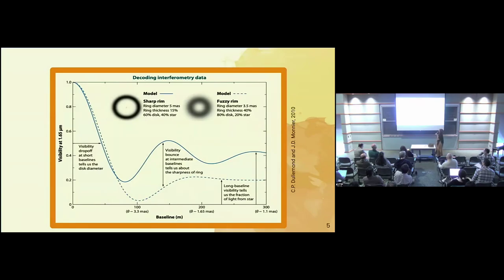On the shorter baselines, we get this drop in visibility, and it tells us about the larger structures of the disk that we're looking at. So it will tell us about the diameter, for example, and just the general shape of it. And then as we're going to longer and longer baselines, we start resolving the object more, and you get more information about the finer scale structures. So you can expect to see some sort of bounce, for example, if you have a sharp rim with an inner cavity. And if you don't detect that, if it's more of a softer object like this, you'll get something that's not as bouncy.